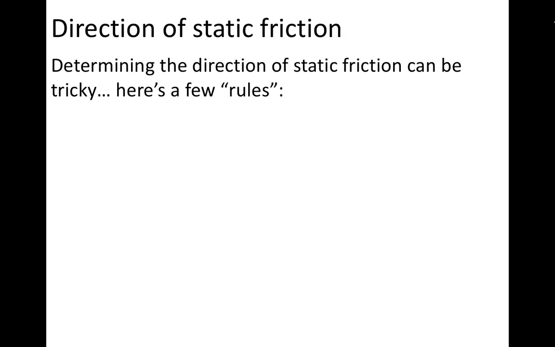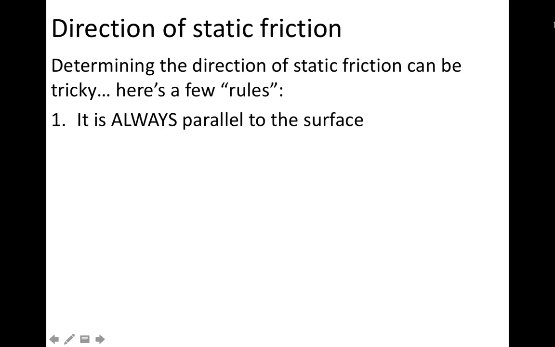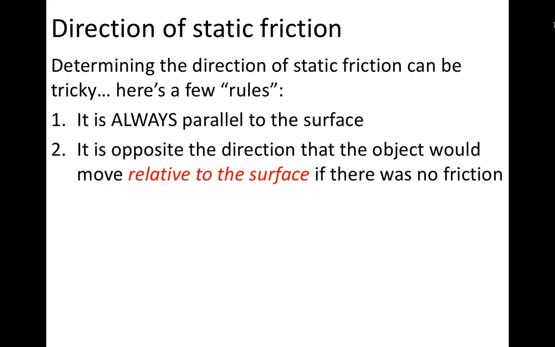Determining the direction of static friction can be very tricky, but here's a few rules to make it a little bit clearer. Static friction always acts parallel to the surface of contact, the same as kinetic friction does. Here's the tough one. Static friction is always opposite the direction that the object would move relative to the surface if there was no friction.